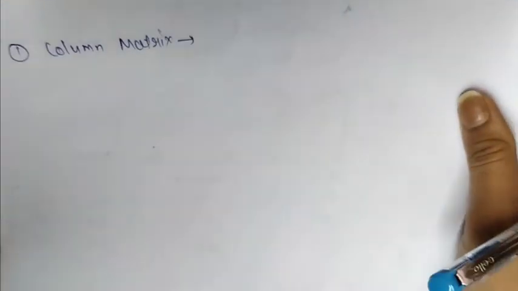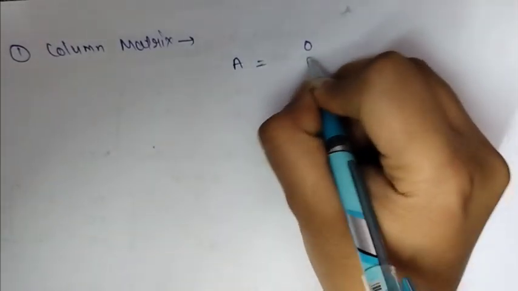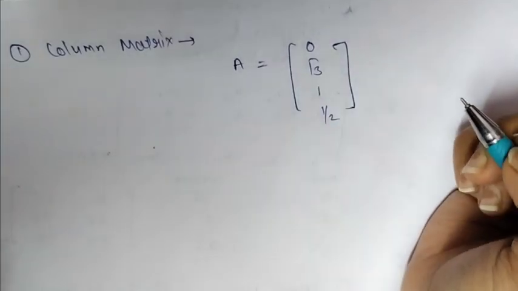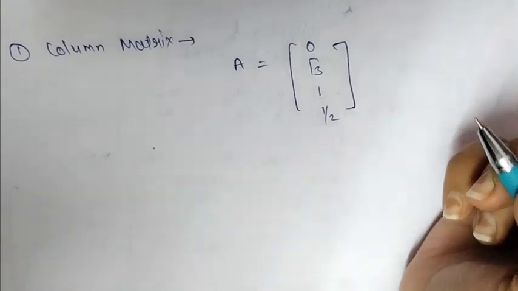So first one was column matrix. As the name suggests, a matrix is said to be a column matrix if it has only one column. As you know, a column can be represented by a vertical line. So we take an example, A is equal to 0, root 3, 1 and 1 by 2. If a matrix is represented by only one column, we can say this is a column matrix.